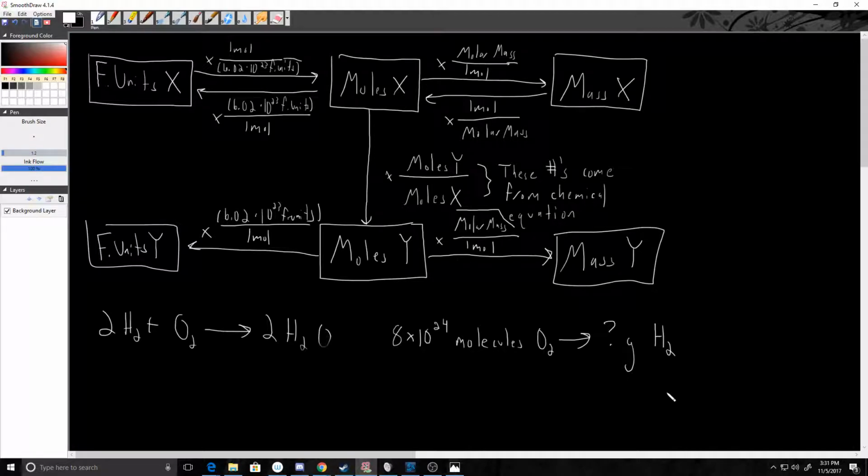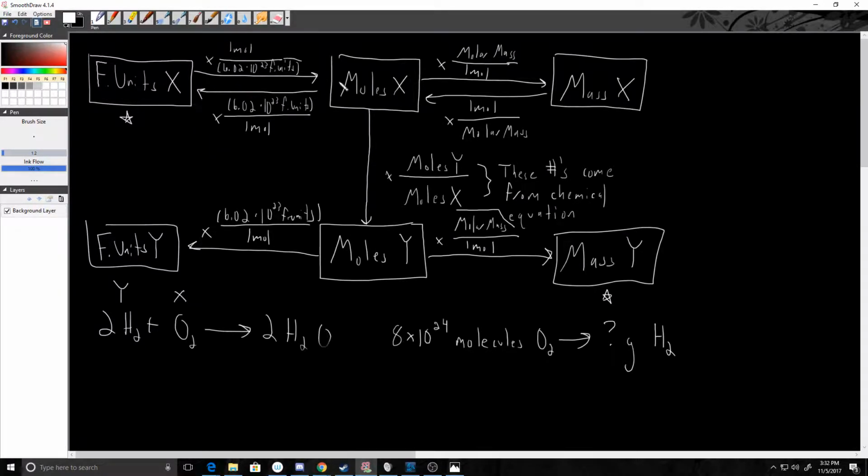All right, so in this case, let's figure out our x and y. I'm starting with O2. That's my x. I'm looking for the mass of H2. That's my y. I'm starting with 8 times 10 to the 24th molecules of a substance. Molecules, remember, are a form of formula units. So I'm going to start here. Put a star next to it this time. And I'm looking for the mass of a different substance, the mass of y. I need to end here.